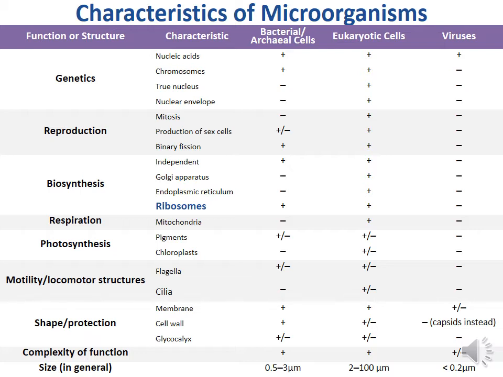We have things like the organelles we just talked about. So obviously Golgi and endoplasmic reticulum, those are going to be absent in bacterial cells. They don't have organelles, but they do have ribosomes, right? They're just a slightly different type. Obviously, bacteria don't have mitochondria.